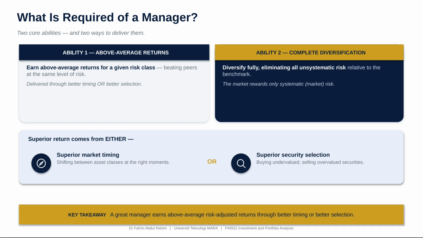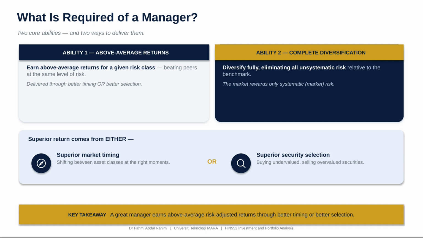The second ability, on the right, is complete diversification, meaning the manager fully diversifies the portfolio and eliminates all the unsystematic company-specific risk relative to the benchmark. Why does that matter? Because, as we learned in the KPM chapter, on average, the market rewards investors only for bearing systematic market risk, not for company-specific risk that could have been diversified away. A manager who leaves unsystematic risk in the portfolio is taking risk that earns no reward.